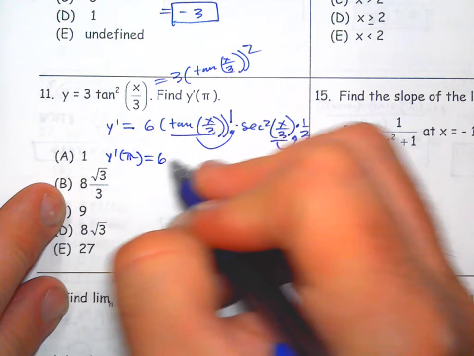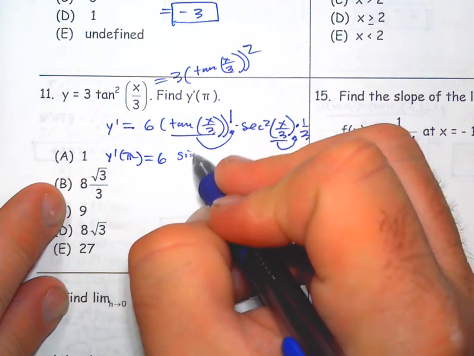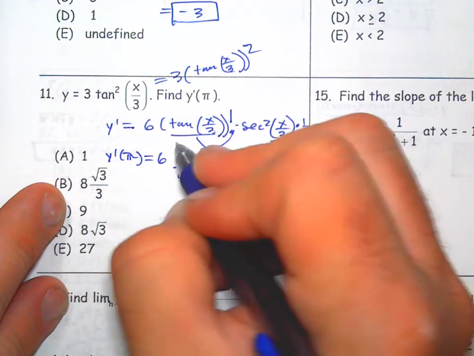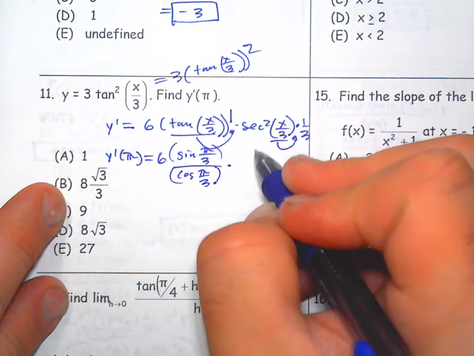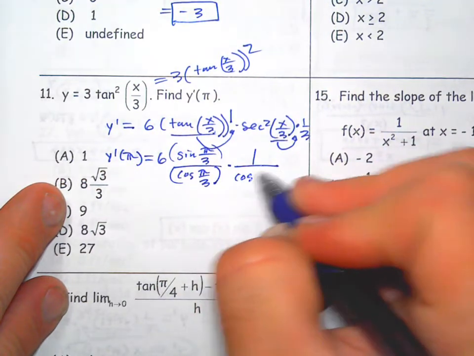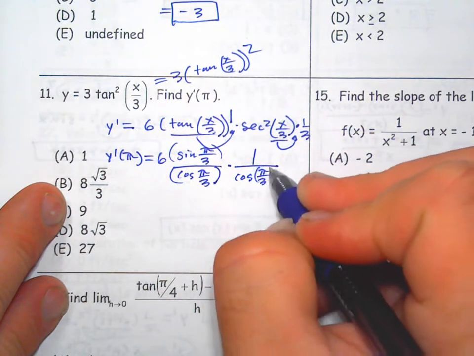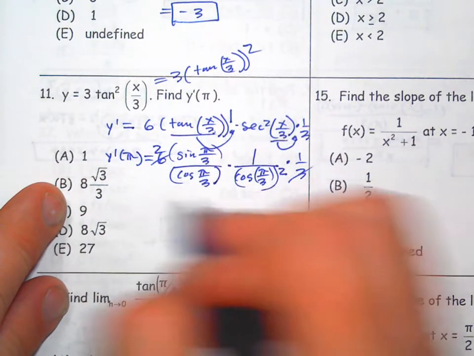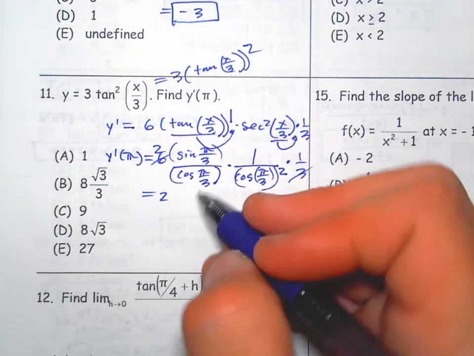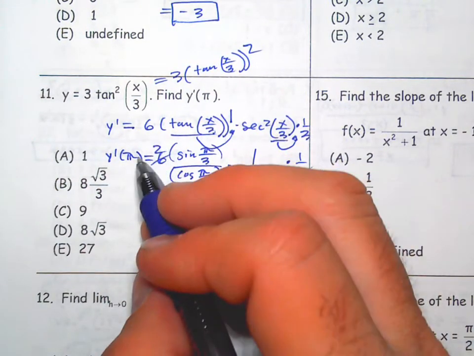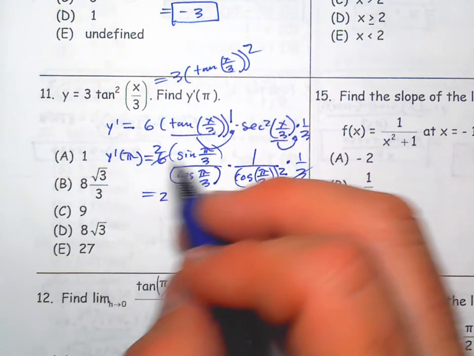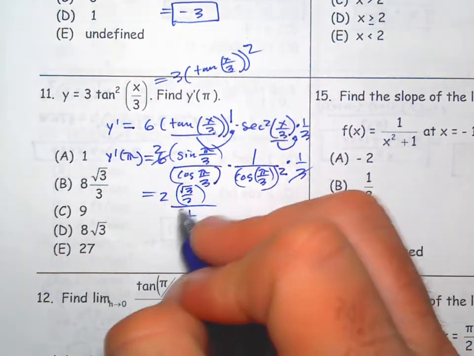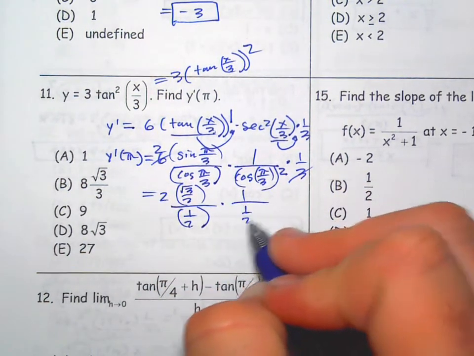So we're going to get 6 times, now tangent is sine over cosine, which I feel like is easier for me to remember, times secant is 1 over cosine squared times 1/3. Now the 3 and the 6 reduce to 2. Now, sine of pi over 3: 0, pi over 6, pi over 4, pi over 3. So that's going to be 0, 1/2, root 2 over 2, root 3 over 2. Cosine's going to be 1/2. Cosine's going to be 1/2 squared.